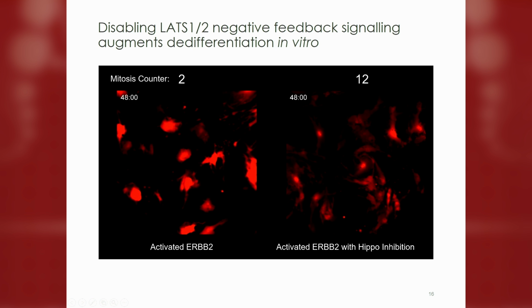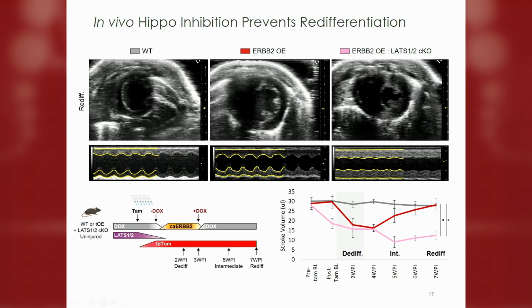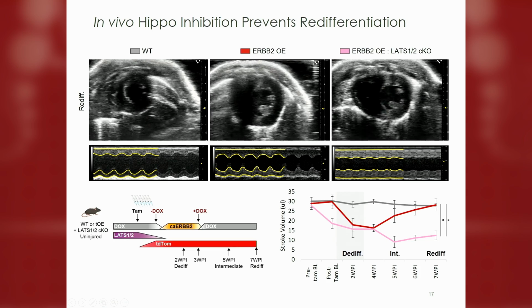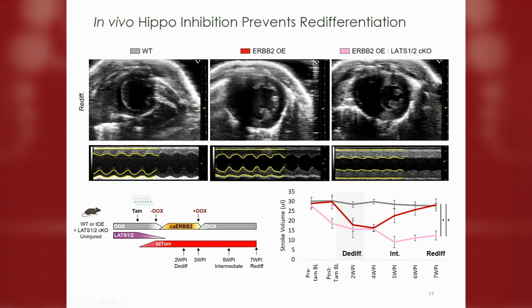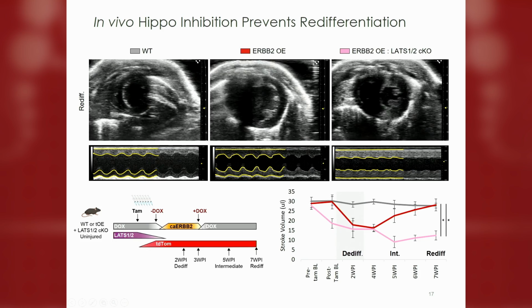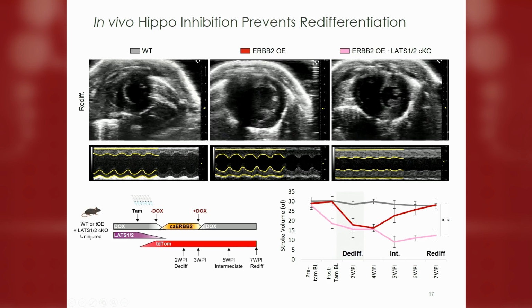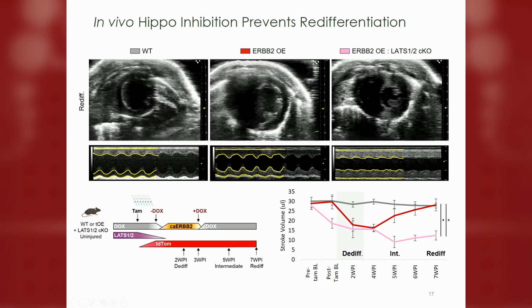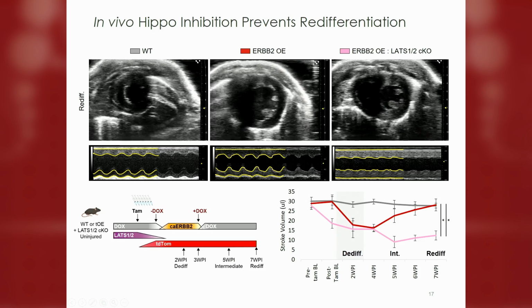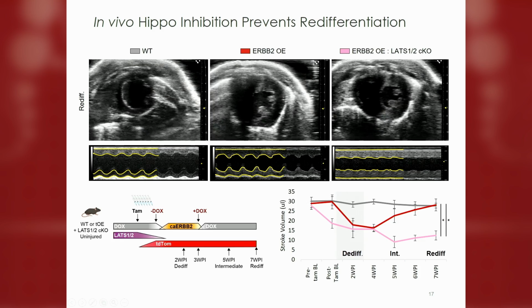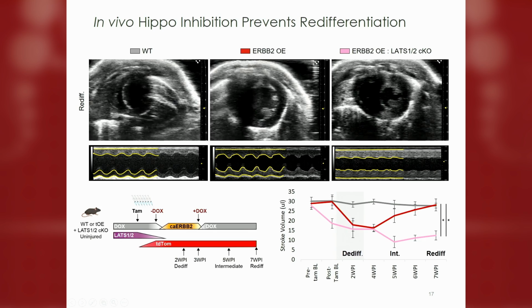block HIPPO signaling. In vivo, we see the same. We are now generating ERB2 overexpression along with LATS1-2 knockout in cardiomyocytes. Again, when ERB2 is on and off, you see a reduction in stroke volume and then a rebound of function. But when the HIPPO pathway is inactivated, in the knockout of the HIPPO pathway, there is no redifferentiation, suggesting again that HIPPO inhibition prevents the redifferentiation of cardiomyocytes.